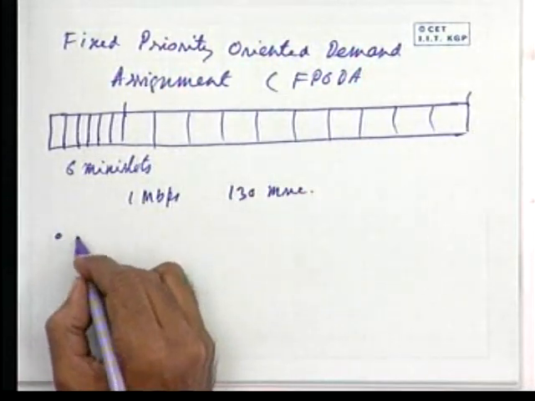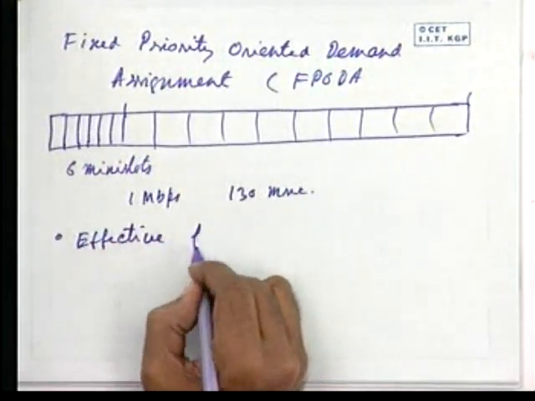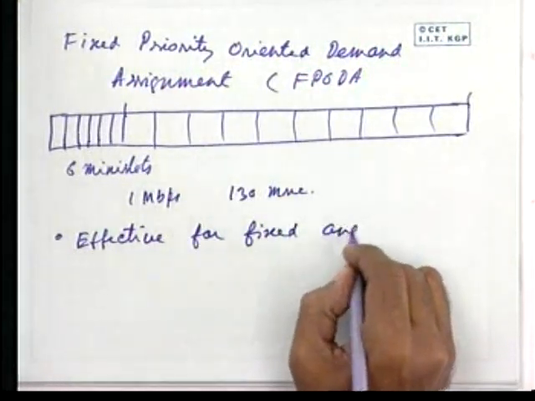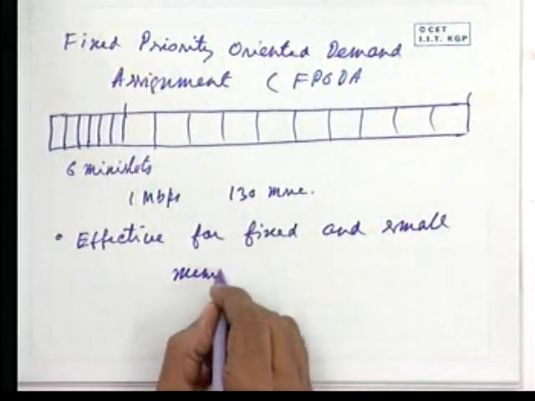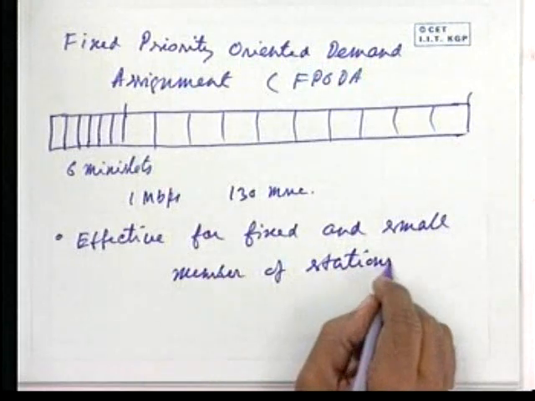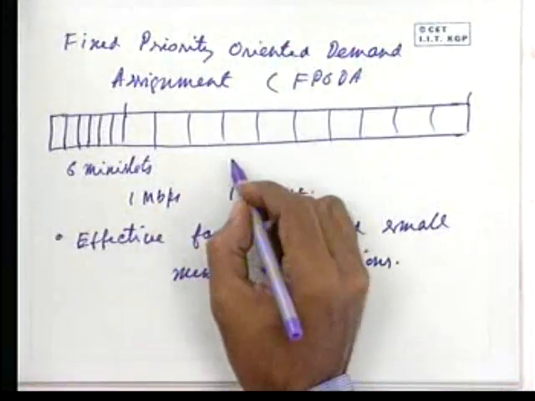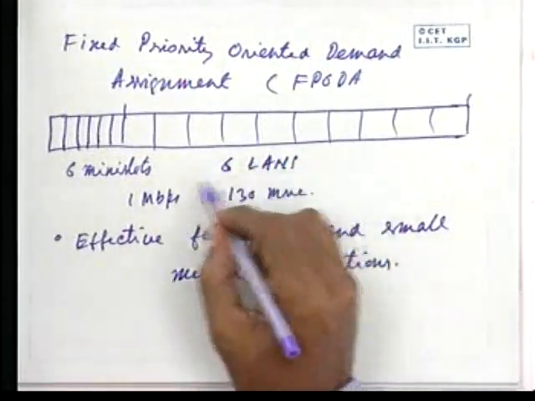And this has been found to be effective for a fixed and small number of stations. It cannot work whenever the number of stations is large. Fortunately, in this particular case, it was designed for 6 LANs for communication through satellite.